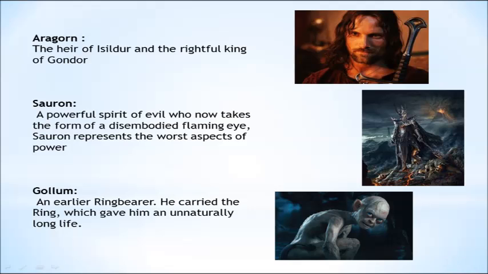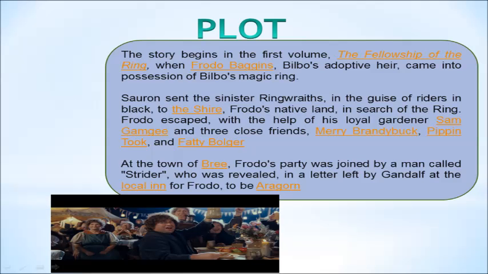Sauron sent the sinister Ringwraiths in the guise of Riders in Black to the Shire, Frodo's native land, in search of the ring. Frodo escaped with the help of his loyal gardener Sam and three close friends, Merry, Pippin, and Fatty. While Fatty acted as a decoy for the Ringwraiths, Frodo and the others set off to take the ring to the elven haven of Rivendell. They were aided by the enigmatic Tom, who saved them from Old Man Willow, and took them in for a few days of feasting, rest, and concert.